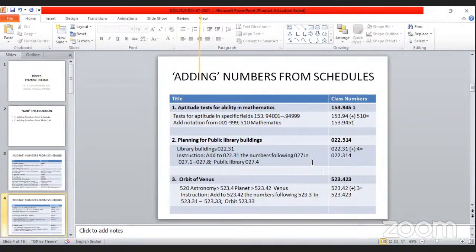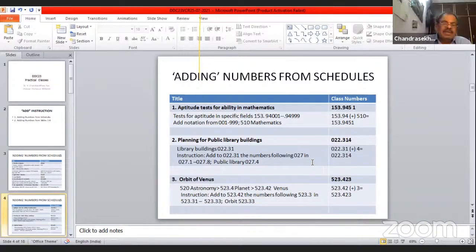So, public library number is 027.4. After 027, whatever number is coming, you need to add this number to 022.31. Part of the number should be added here to minimize the length of the class number. So Dewey has suggested certain techniques here. In the previous example, it is not possible because a wide area of subjects are there, specific libraries from different subject areas. Here, he minimized it.